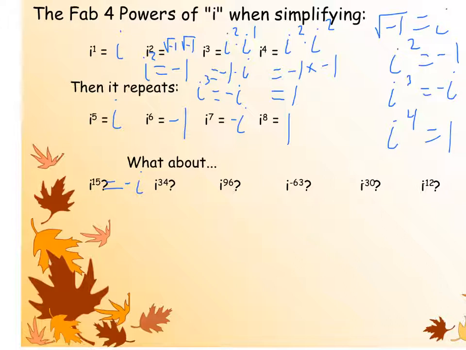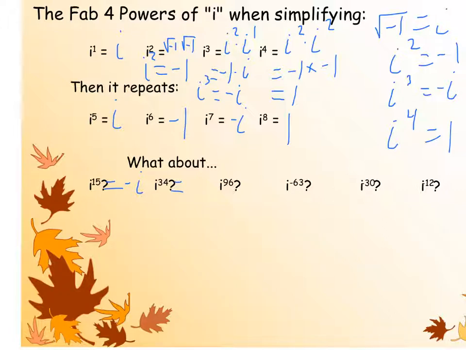Okay? Well, I saw that I to the fourth power is 1. Okay? So 1 less than a multiple of 4 would follow I to the third, which is equal to -I. Okay? Let's look at one more.